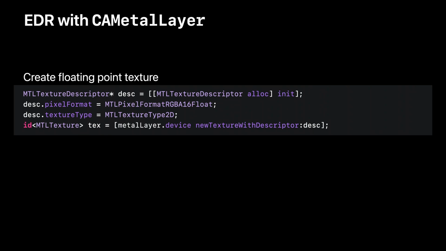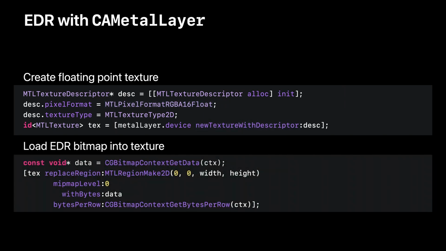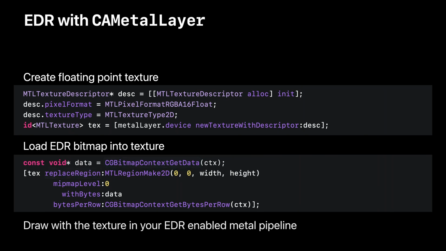Now we create a floating point texture of type RGBA16 float using newTextureWithDescriptor. Load the EDR image data using CGBitmapContextGetData into the EDR texture using replaceRegion. Finally, the developer is ready to render the EDR texture into their EDR-enabled Metal pipeline and enjoy the dynamic results.